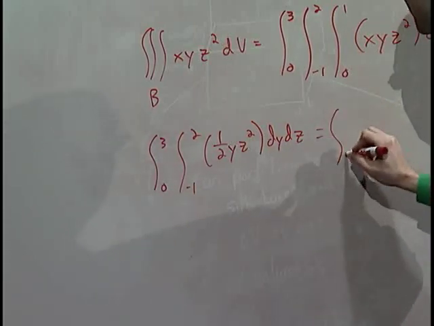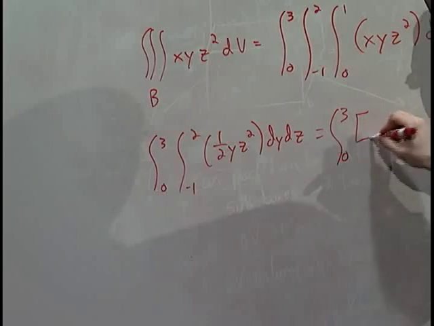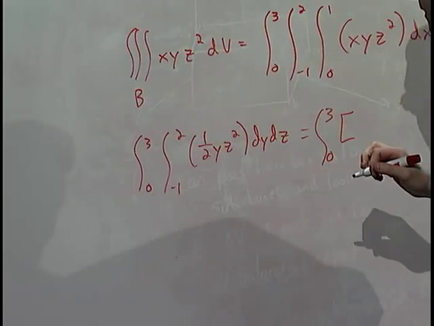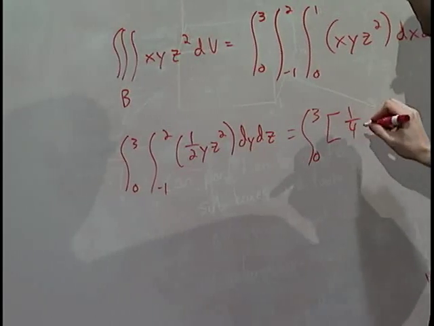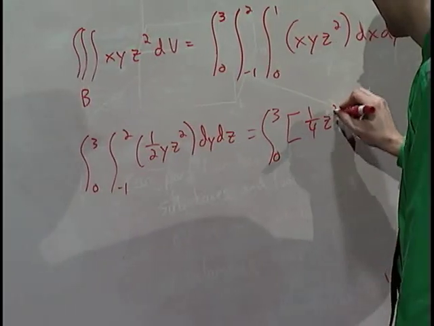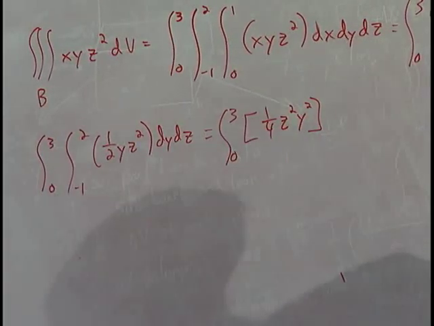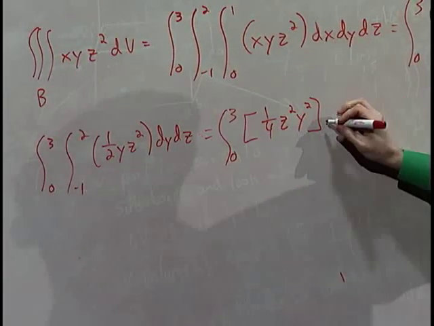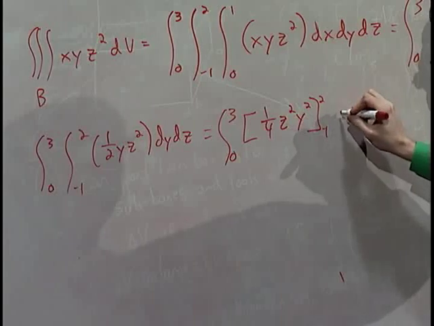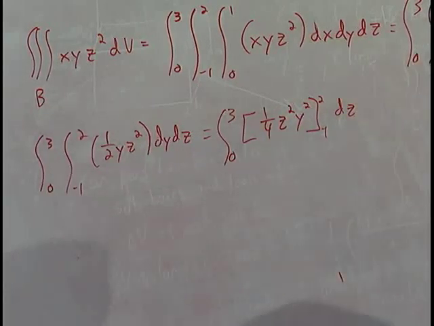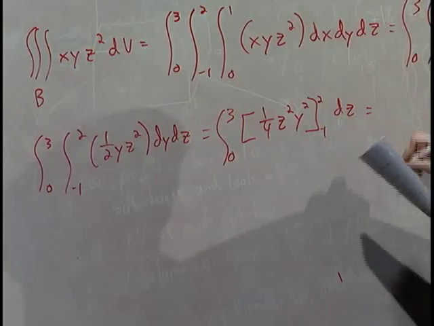So let's see. Now this is the integral from 0 to 3. So the function is what? 1/4 z squared y squared, right? Does that look right? Yeah. And that's from -1 to 2, and you've got dz there. Is that what I have here? Yeah, good.